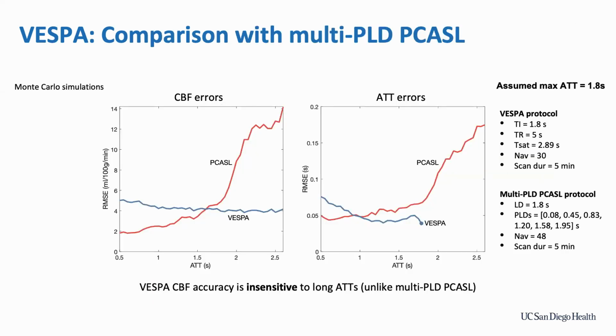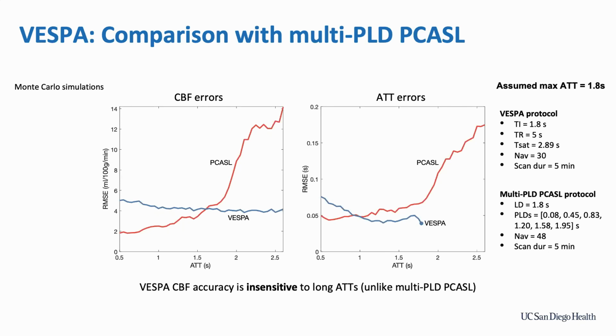To validate the CBF and transit time measurements from VESPA, to check they were in the right ballpark and accurate, we compared it to a conventional multi-PLD pCASL protocol. It has matched scan time and the scan parameters are shown here on the right. First of all, we ran some Monte Carlo simulations, and these quite nicely demonstrate the differences between the two techniques. Here are the CBF errors on the left and the transit time errors on the right.